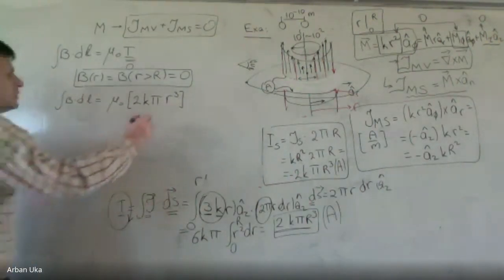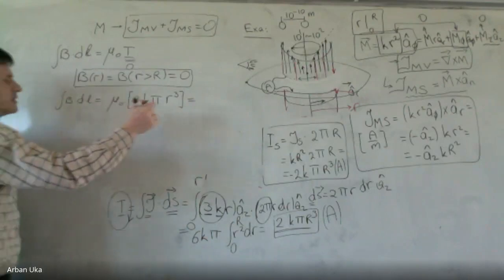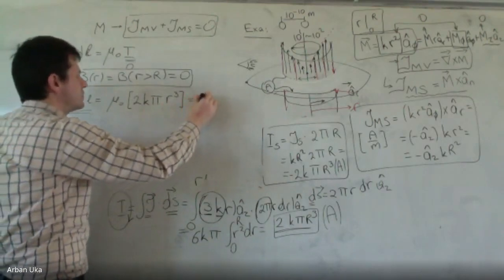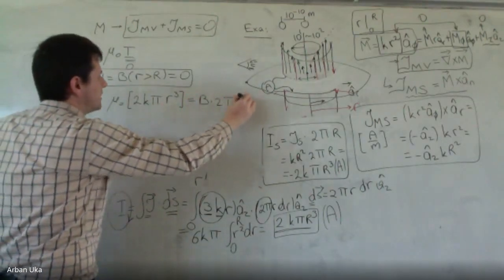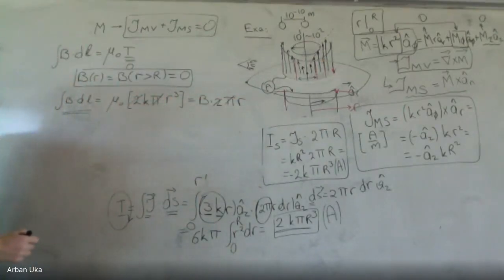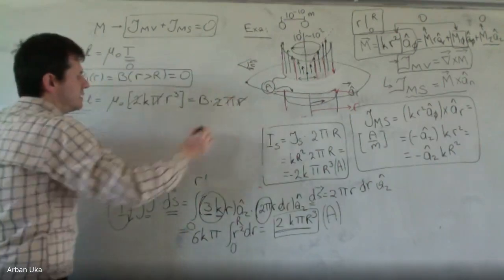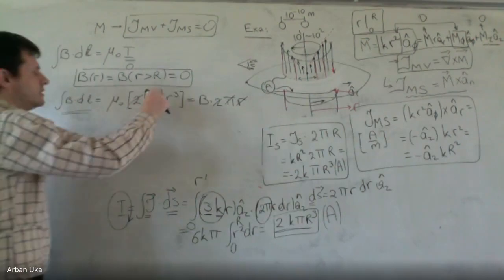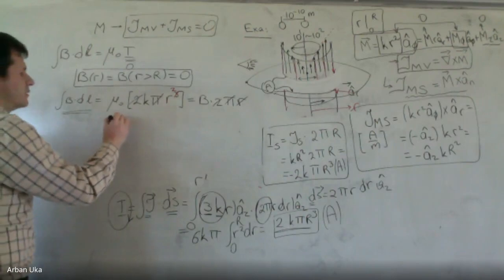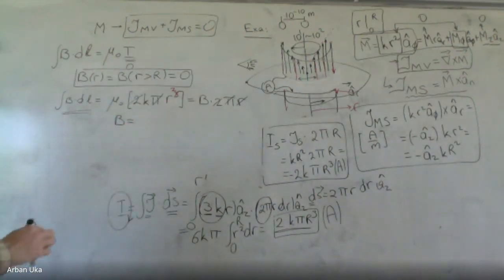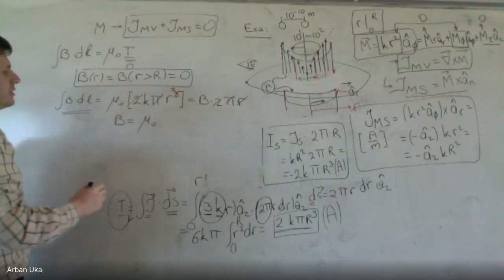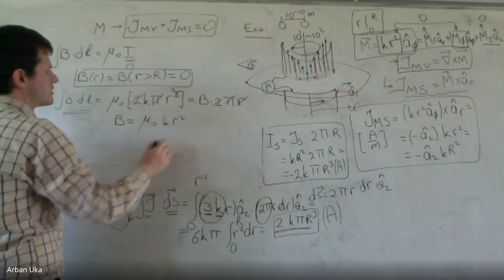Okay, and this is equal also to, let's write the left side of this identity on the right side here. It's going to be B times 2 pi R. That's good, so it looks like a 2 here can cancel out. We also have a couple of pi's to cancel out. And this R, we get an R squared here. So the magnetic field is going to be equal to mu 0 times k R squared.